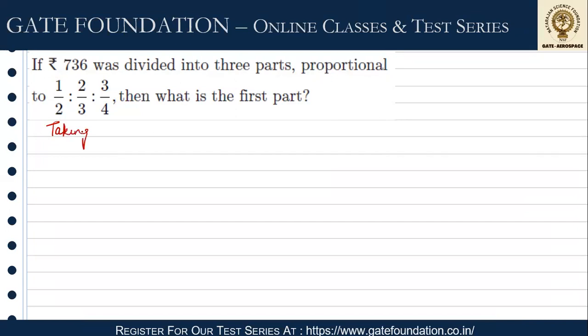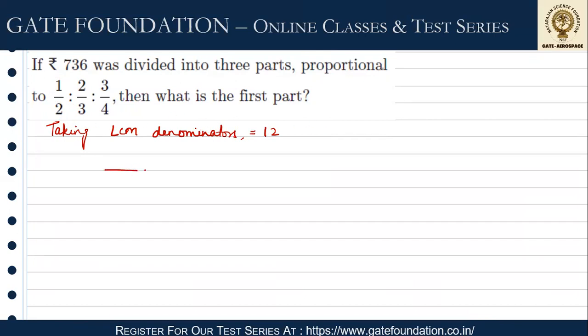Taking the LCM of the denominators. If you see the denominators 2, 3, and 4, nothing is common between them, so the LCM is going to be 12. Directly multiply: 2 is common, so we don't need to consider it, and 4 and 3 multiplied give 12 as the LCM.